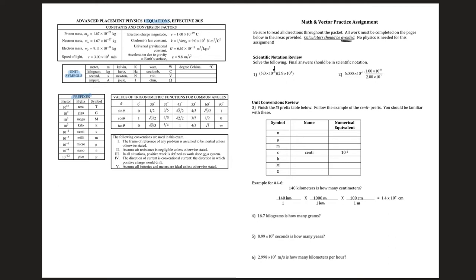Basically, scientific notation is a way of writing numbers where you've got a number times 10 to the something. So we've got first 5 times 10 to the negative 8, and then 2.9 times 10 to the 2. The first thing we're going to do is forget about those times 10, and we're just going to take 5 times 2.9. If you forgot how to do multiplication with decimals, it's pretty much the same as without decimals.